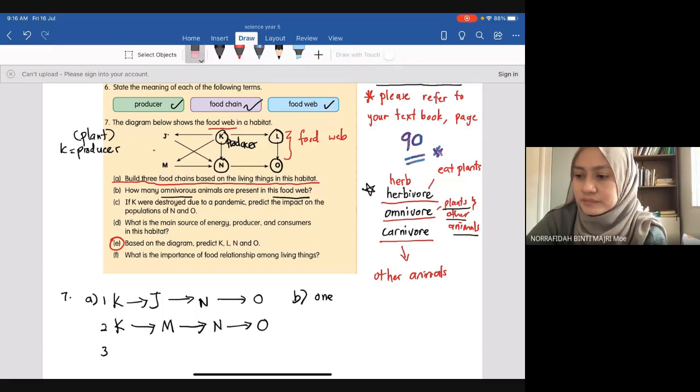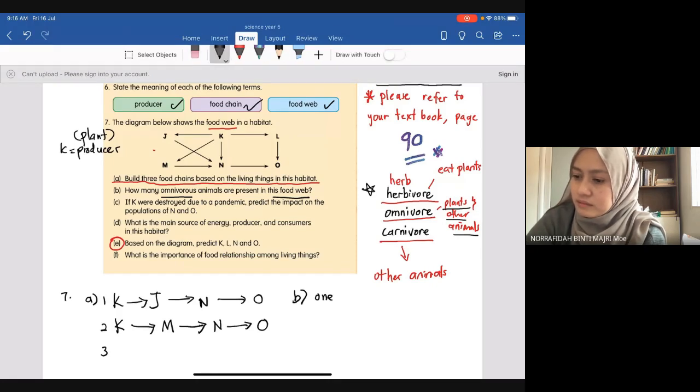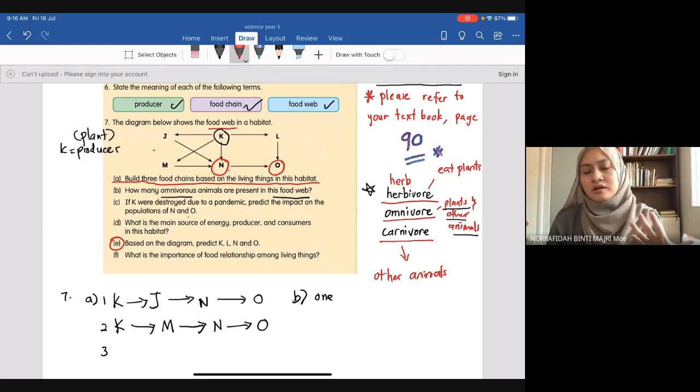Okay, next one. C. We move on to C. What if K were destroyed due to a pandemic? Predict the impact of population N and O. K is plant. What are the impact? The bad effects. Population N and O. What will happen to N? What will happen to O? Is it the population will decrease or increase?